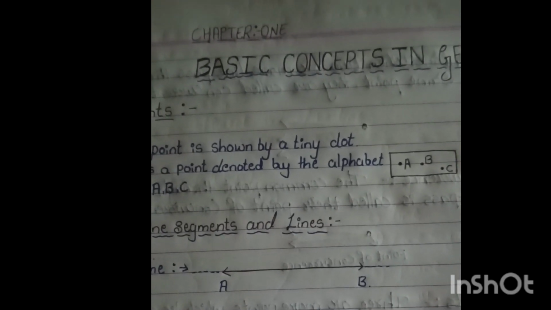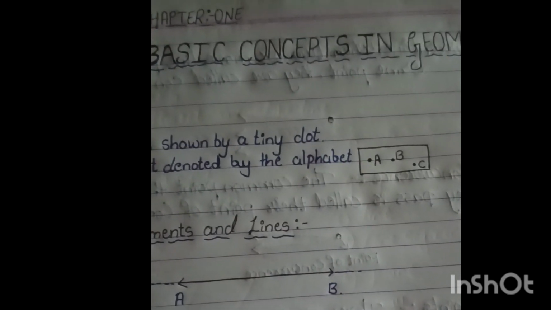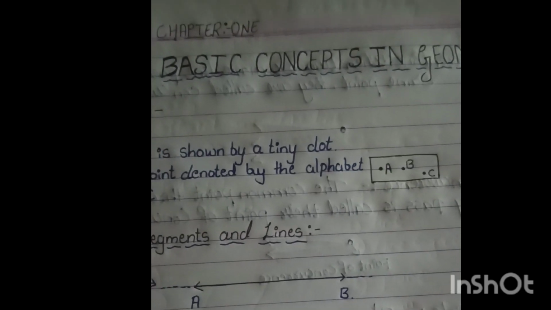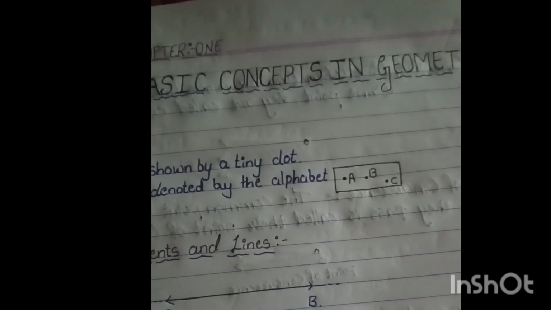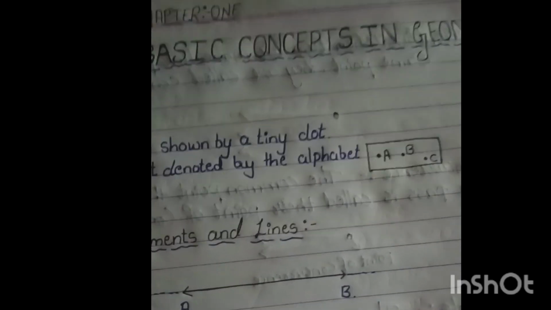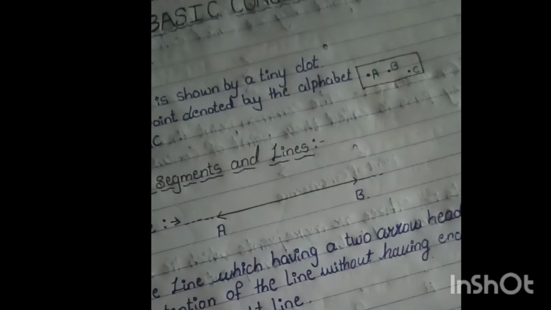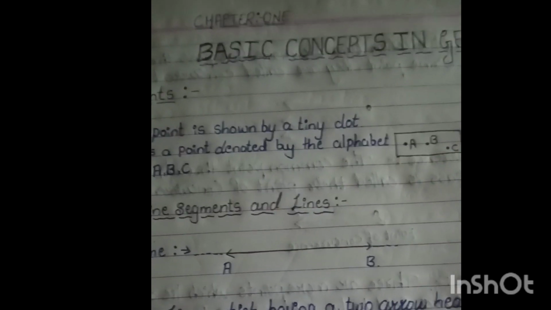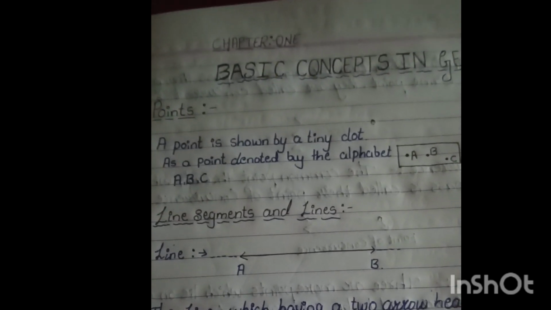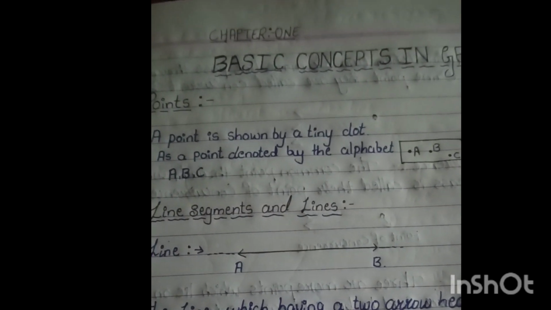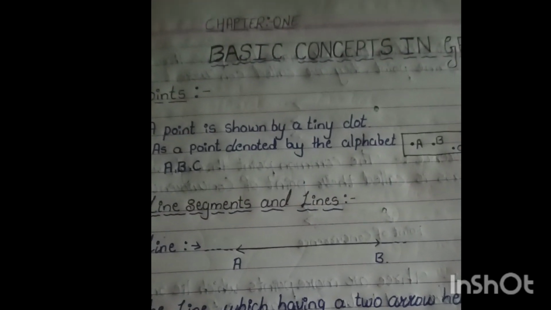Today I am here to start the 6th grade first chapter, some basic concepts of geometry. In this chapter, the first topic we are studying is points. A point is shown by a tiny dot, denoted by the alphabet A, B, C. Then line segments and lines.